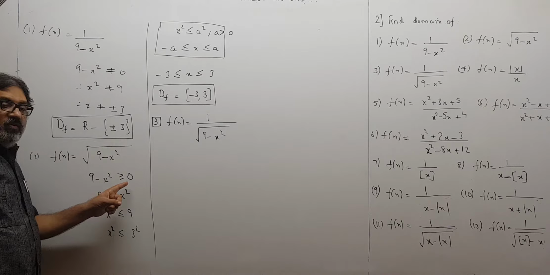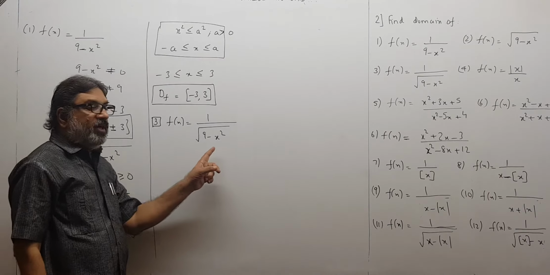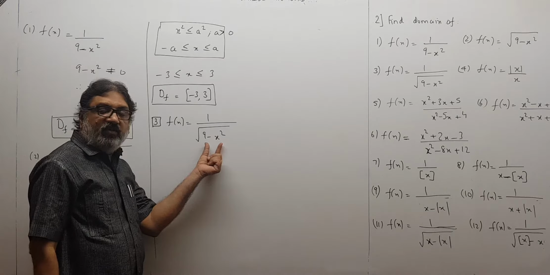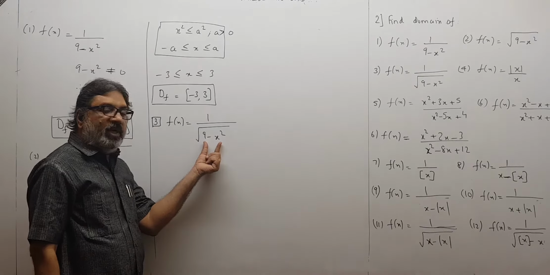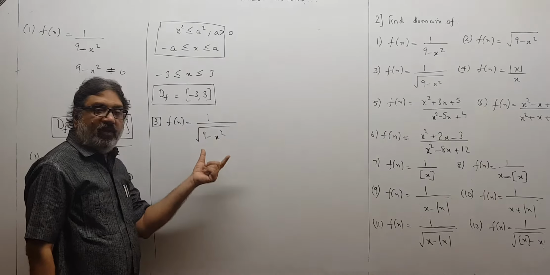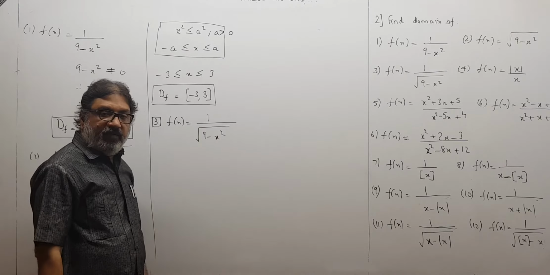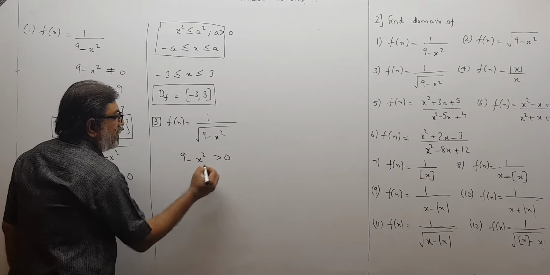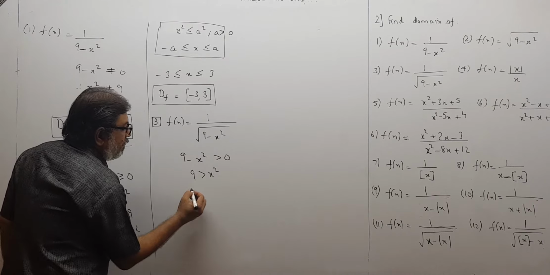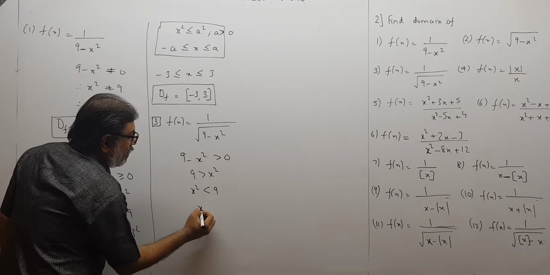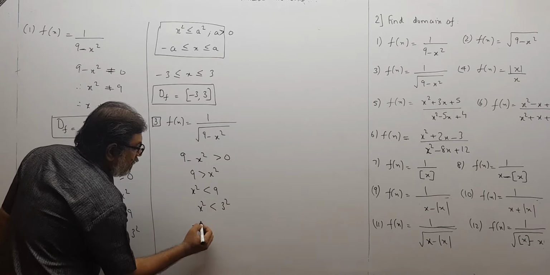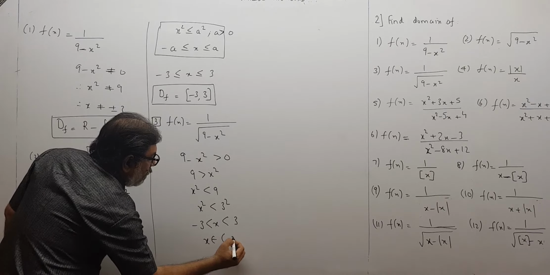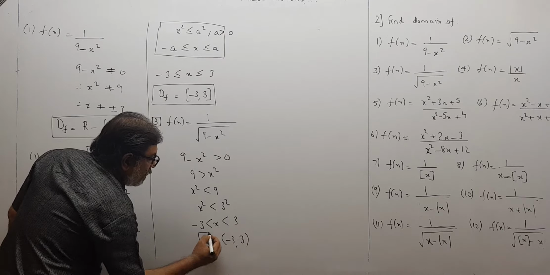Therefore, we wrote greater than or equal to 0. But now this is the denominator. In the denominator 0 cannot come. Therefore, I cannot say 9 minus x square will be greater than or equal to 0. Now I have to pick only greater than 0, because otherwise 1 upon square root of 0 will become undefined. So now I get that 9 minus x square should be positive. 9 should be greater than x square, so x square is less than 3 square. So minus 3 is less than x is less than 3. So x belongs to the open interval minus 3 to 3.